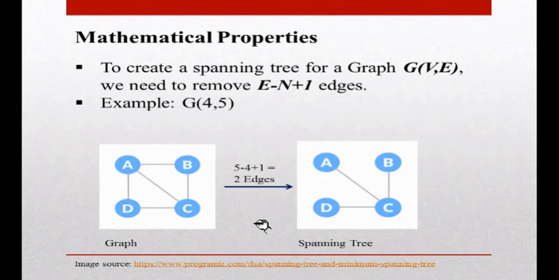You can remove any 2 edges. It doesn't necessarily have to be, in this case we've removed AB and AD. That's not the case. You can remove BC and CD also. That also creates a spanning tree. So we were only talking about the number of edges that we need to remove. It doesn't have to be the specific edges. So you can remove any 2 edges.